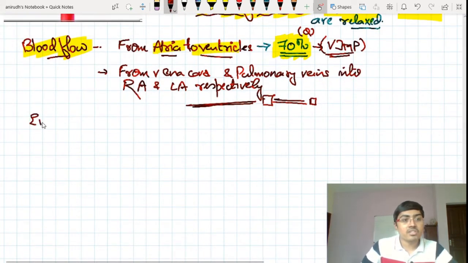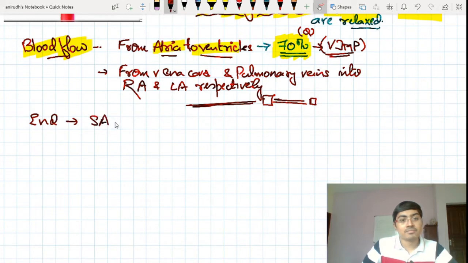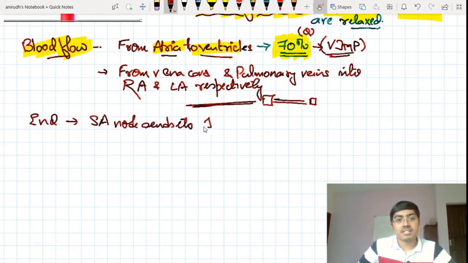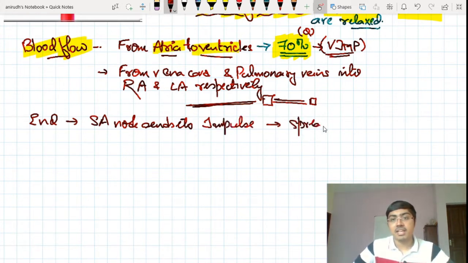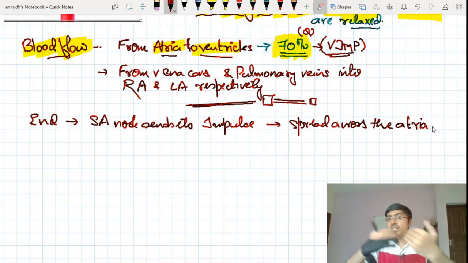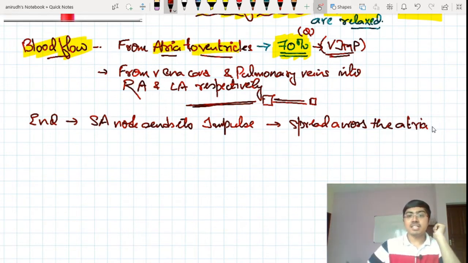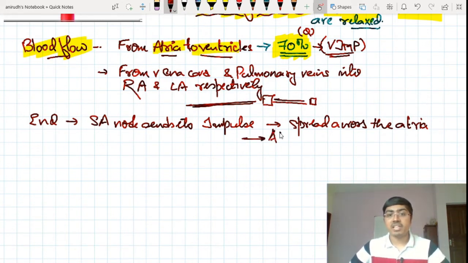By the end of joint diastole, the SA node sends its impulse, and this impulse will spread across the atria. Not just the right atrium, from the right atrium it goes into the left atrium as well. So the atria are now getting depolarized. This causes what is called atrial depolarization. This is an important point.